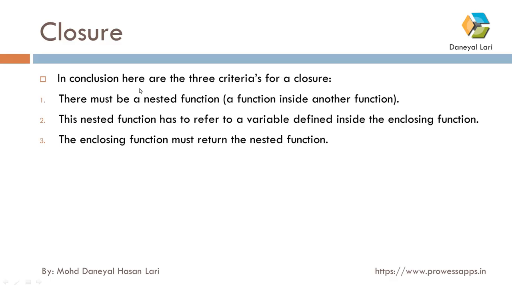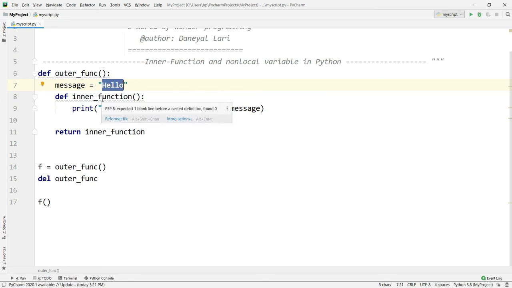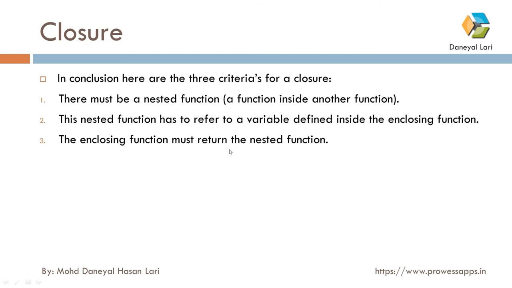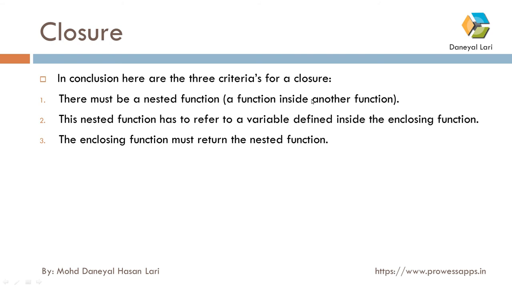In conclusion, three criteria are required for a closure. One, there must be a nested function, a function inside a function, as we have seen. Two, this nested function has to refer to a variable defined inside the enclosing function. This inner function must point to some local variable of the scope in which it has been declared. Three, the enclosing function must return the nested function. So this outer function is returning this inner function. These three criteria should be met when we are using the closure.